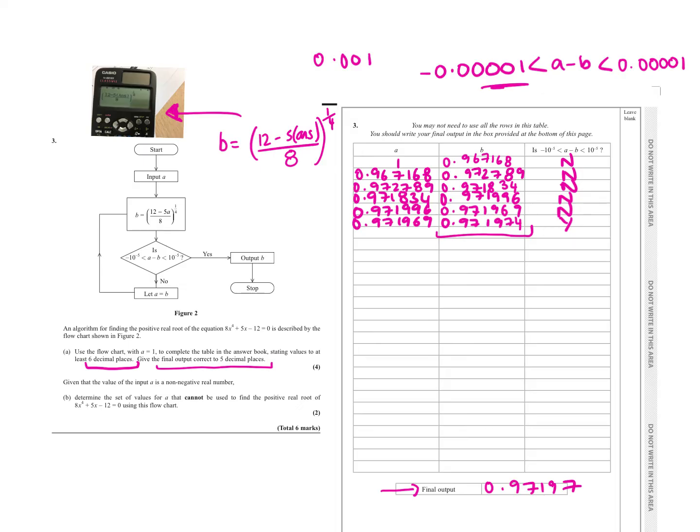Okay, so 0.97197. Now, that is worth 4 marks, and that has took me 10 minutes to do. Obviously, I was talking to you, explaining, blah, blah, blah.